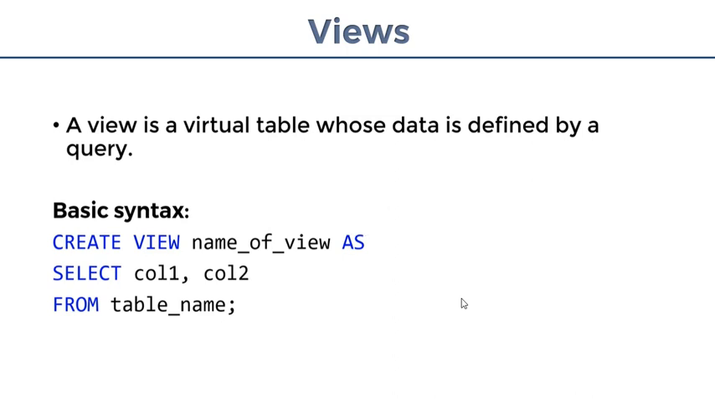Previously, when creating an index, we wrote CREATE INDEX, the name, ON the table and the columns in parentheses, and gave the condition. Here it's a little bit different compared to indexes. CREATE VIEW, the name of the view, AS, and again we have to write the SELECT statement here.